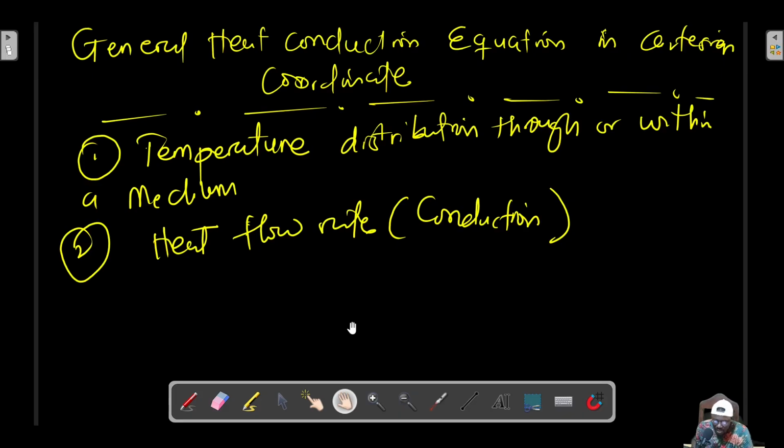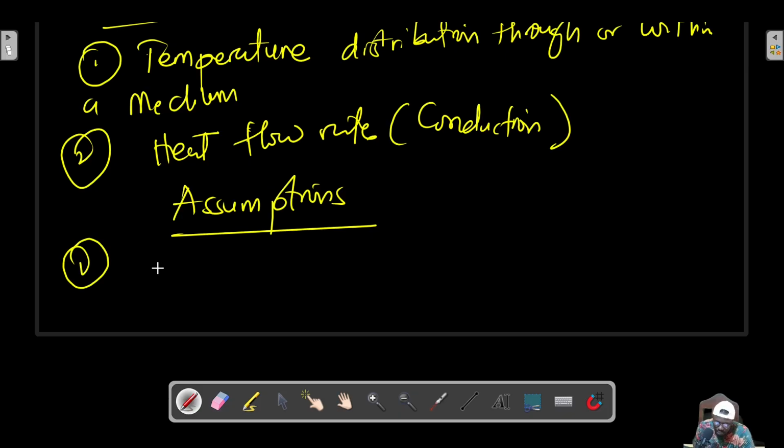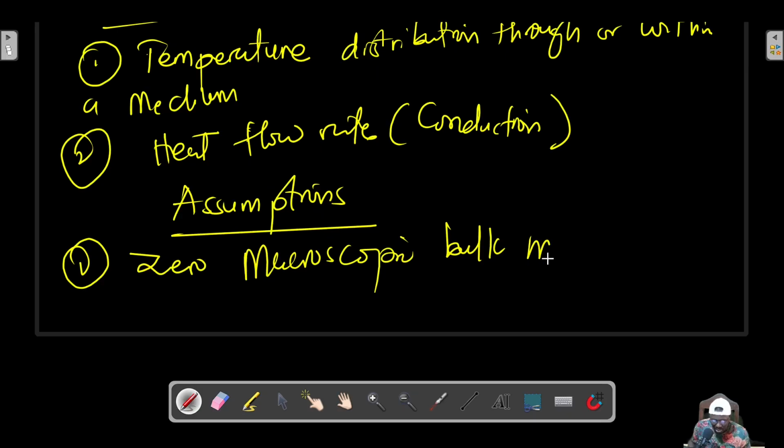Now, for this particular derivation, we have to make some assumptions. These are general assumptions, they are not specific. They are general and they are practically applicable. So these assumptions are, first, zero macroscopic bulk motion. I explained macroscopic bulk motion to you the last time. I said macroscopic bulk motion is the same as advection, right? That is when you have several fluid molecules or fluid particles moving in a specific direction. That's basically macroscopic bulk motion.